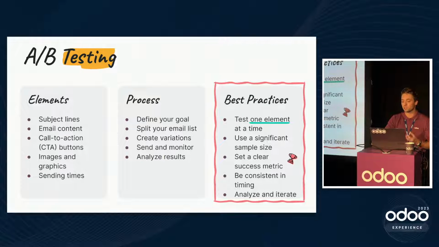If your goal is to increase the open rate, that could be the success metric, and how many open rates do you want to achieve. Be consistent in the timing. It doesn't make sense to send the first campaign on a Friday evening and campaign B on a Monday morning, for instance. That's not the same timing. Or you can try to send exactly the same content and play just with the timing, and then the A/B testing, in this case, is the timing actually. And again, it's always a matter of analyzing and iterating.